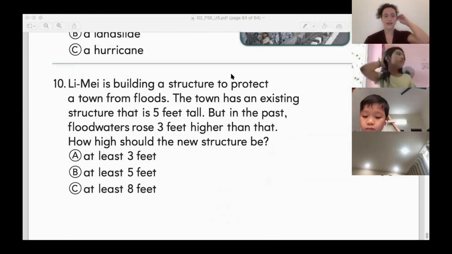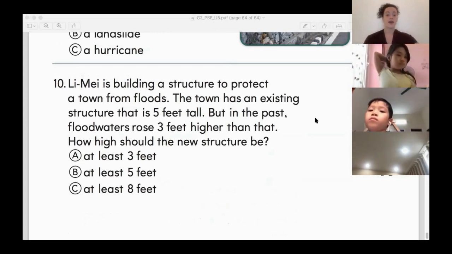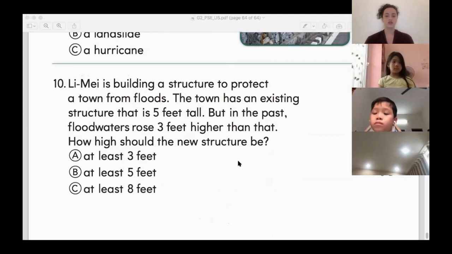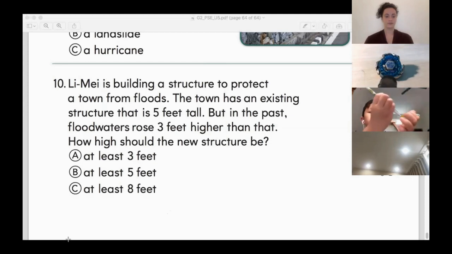10. Li Mei is building a structure to protect a town from floods. The town has an existing structure that's 5 feet tall. But in the past, flood waters rose 3 feet higher than that. How tall should the new structure be? Thomas? At least 8 feet. Very good. It's already 5 feet, but the waves could get 3 feet higher than that. All right, very good job, everybody.